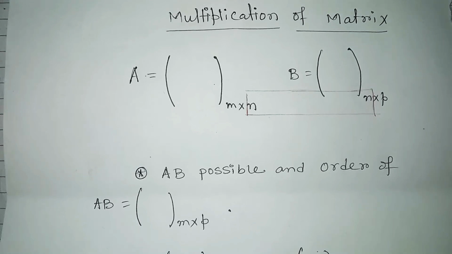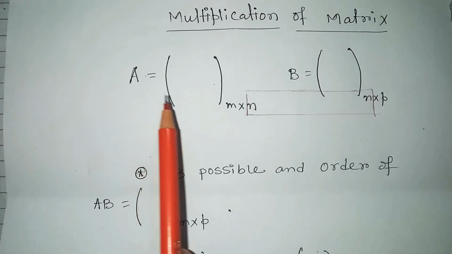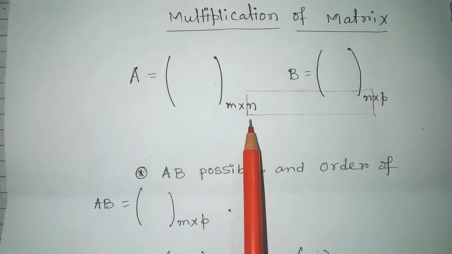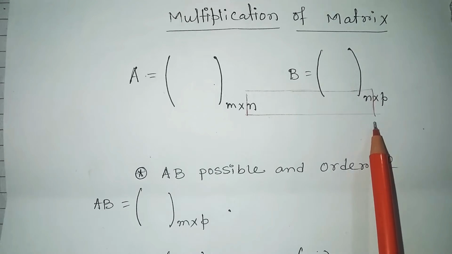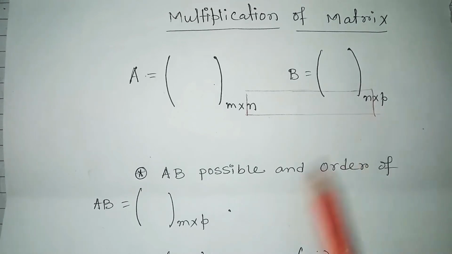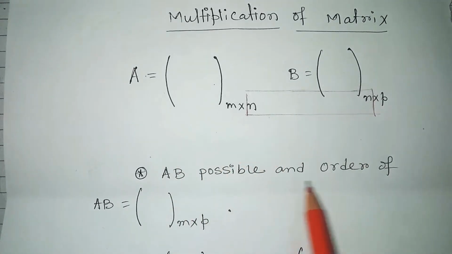Today we will read about multiplication of matrices. If A is a matrix whose order is m by n and B is a matrix whose order is n by p, then AB is possible, and the order of AB becomes m by p.